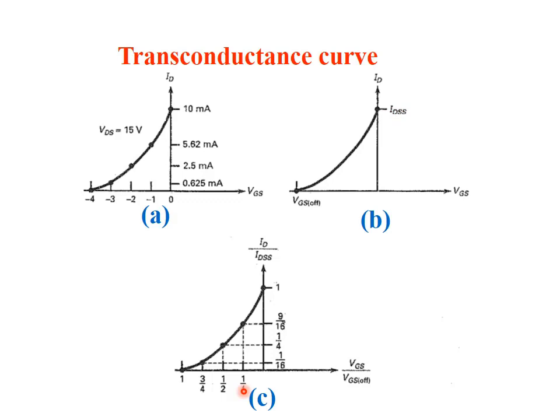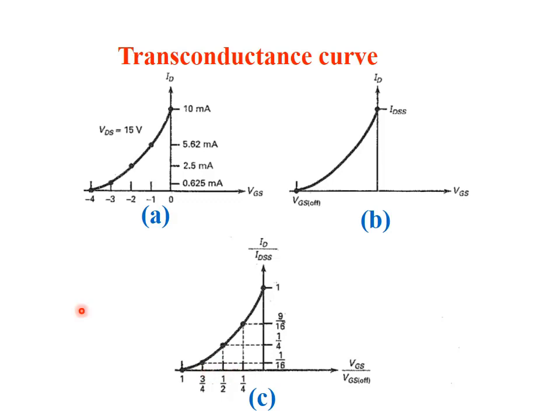Now, graph C is quite important. This is the normalized transconductance curve. What does normalized mean? Normalized means that we are graphing a ratio, and this ratio is ID over IDSS. That means the drain current over the maximum drain current, and this axis is the ratio of the VGS voltage over the VGS off voltage.